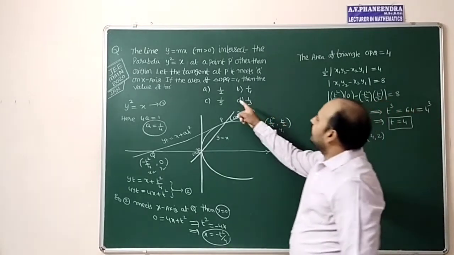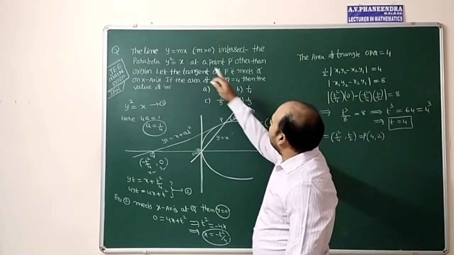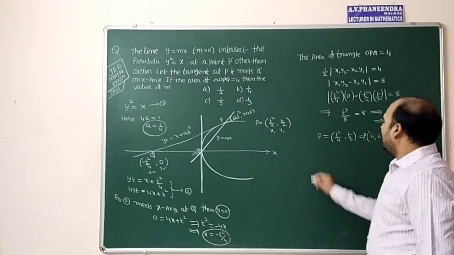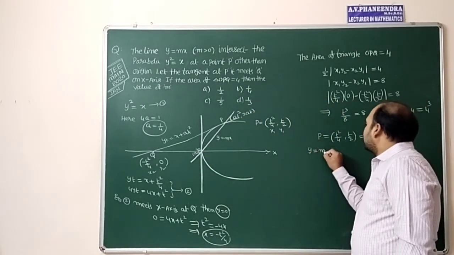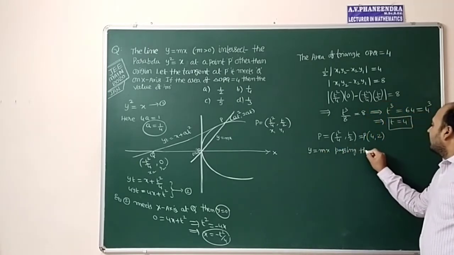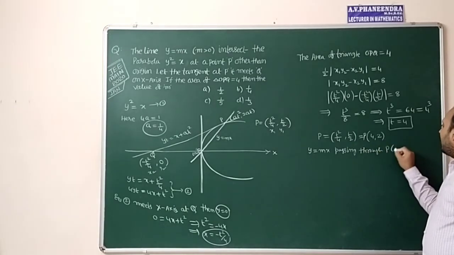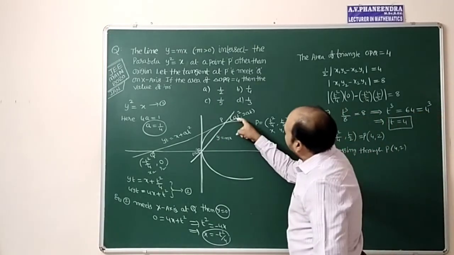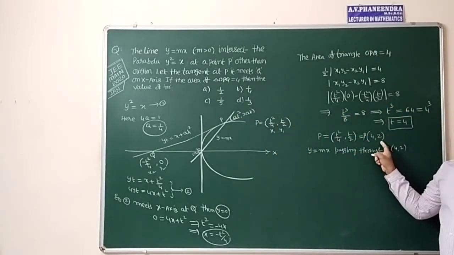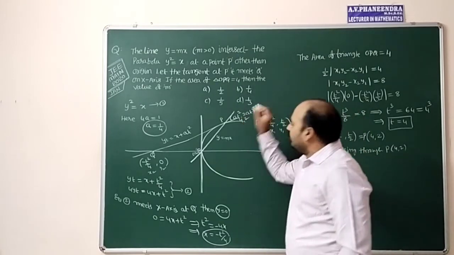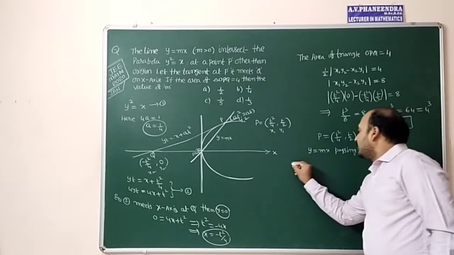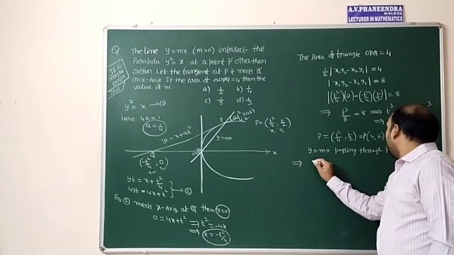But they are now asking y is equal to mx, not x. Now, y is equal to mx is passing through the point P of 4 comma 2. This line is passing through P. What does the P value mean here? t square by 4 comma t by 2 becomes 4 comma 2. In place of x comma y, substitute, and you will get x equal to 4 and y equal to 2.